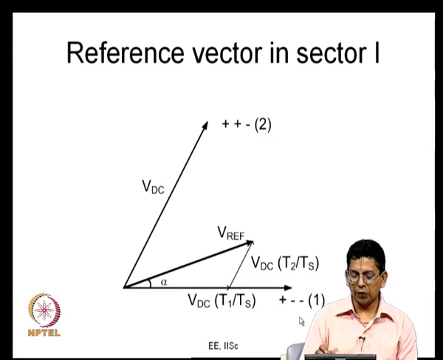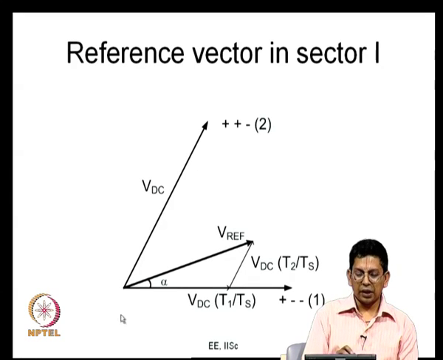So, if you apply V1 vector for some t1 seconds out of ts seconds and V2 vector for t2 seconds out of ts seconds, and null vector for the remaining time, you get the effective average vector you want. Thus, you can see that the times t1 and t2 should be related to this Vref and alpha. So, you can work that out.